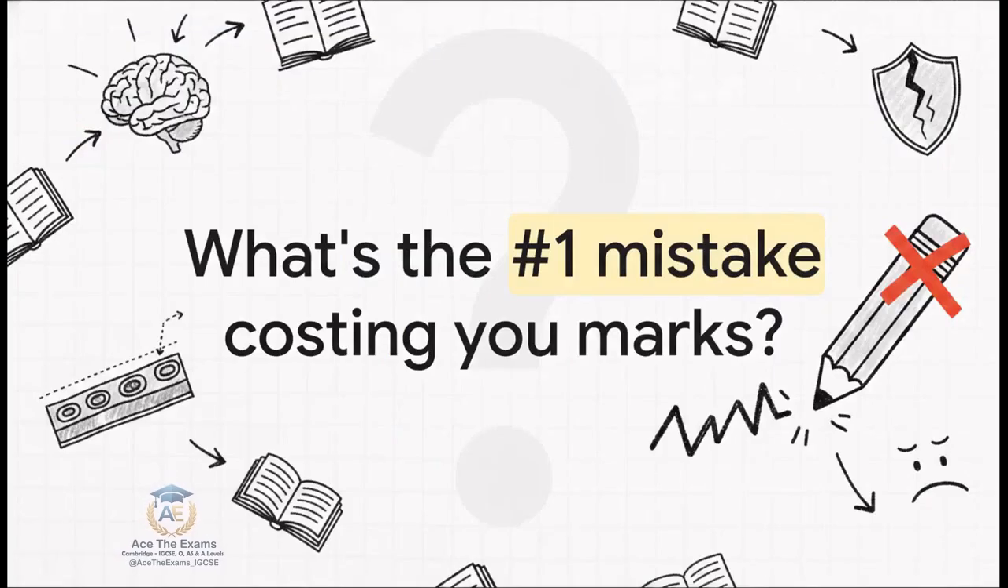Think about it for a second. What do you think is the number one mistake costing you marks on the refractory period? Well, I'll tell you right now. It's actually not a lack of memorization. You probably know the textbook definitions back to front, right? The real problem is this tiny, almost invisible error in how you apply what you know to the actual exam paper. And honestly, it causes a massive shock to your confidence when you finally see that grade.